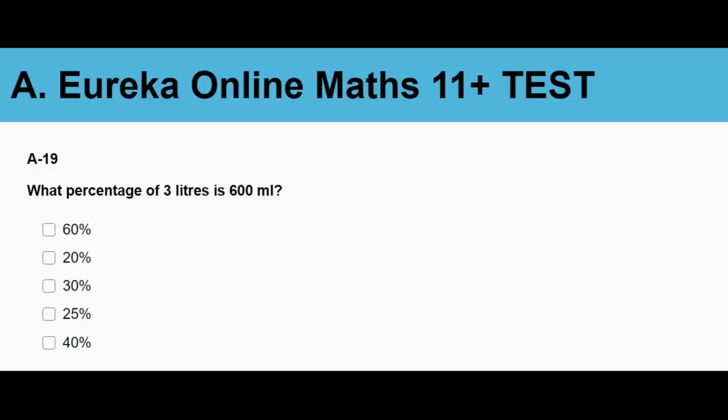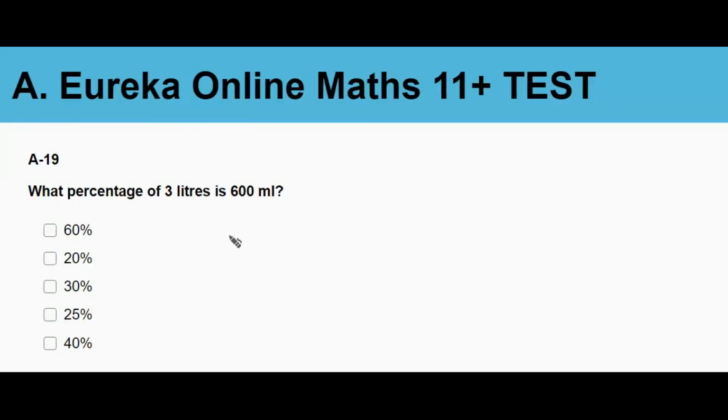What percentage of 3 liters is 600 milliliters? Right, this is a percentage question. Now we have mixed units. If we change 1 liter to milliliters, how much is it? Yes, that's right. It is 1000 milliliters. So, what percentage of 3 liters is 600 milliliters?